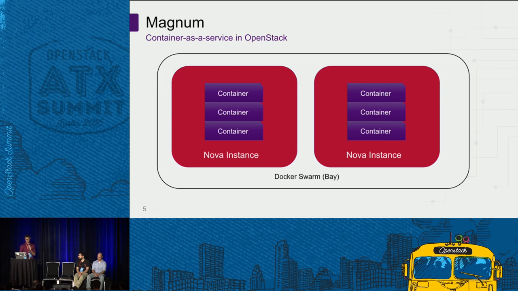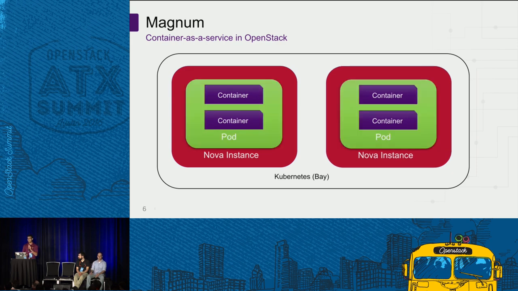And over here, what you see in this figure is you have a couple of Nova instances, both of which are running containers, and this in this example is a Docker Swarm bay provisioned by Magnum. And similarly, if you're running Kubernetes, you have a Nova instance. The only difference that you see over here is there's a pod, which is like a logical entity, a minimal deployable unit for Kubernetes. So Magnum is capable of provisioning all of them using its APIs.